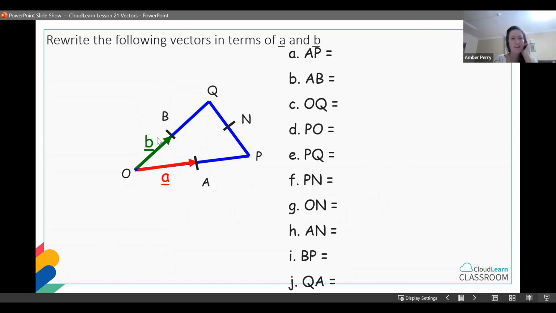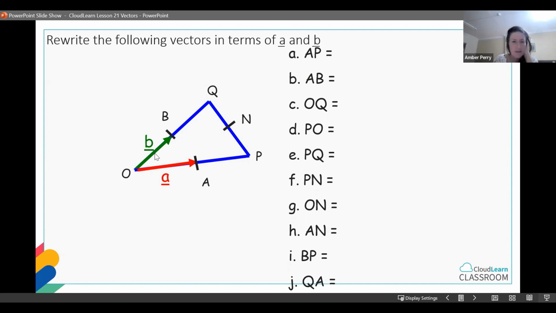Now, what we have here is, and you would be given a lot of information about this question in the exam. So you'd be told that B is the midpoint of OQ, and you'd be told that N is the midpoint of QP, and A is the midpoint of OP, okay? So you're given the vectors A and B. This is very similar to an exam question. It's very much what you'd be getting.